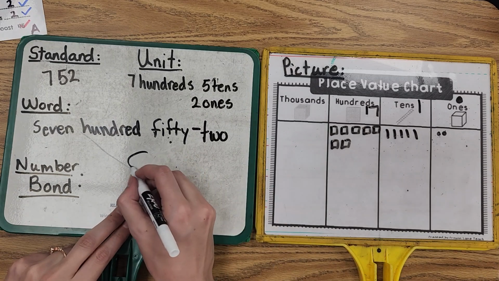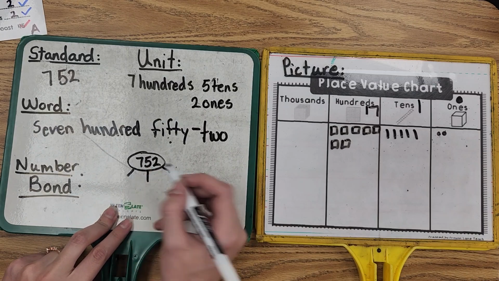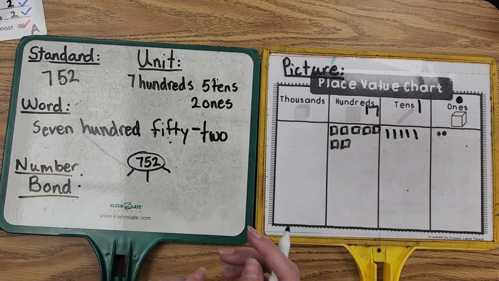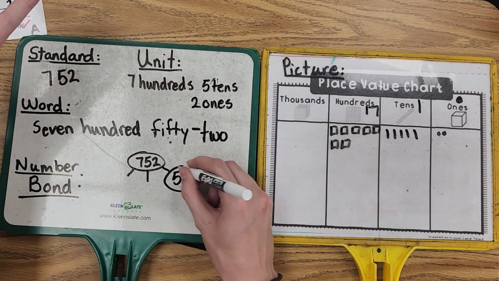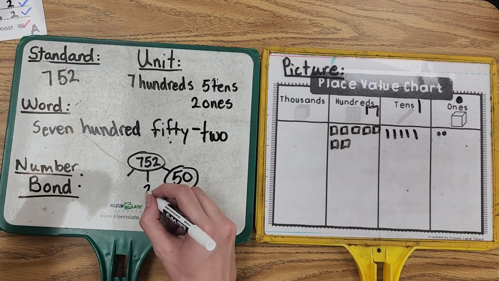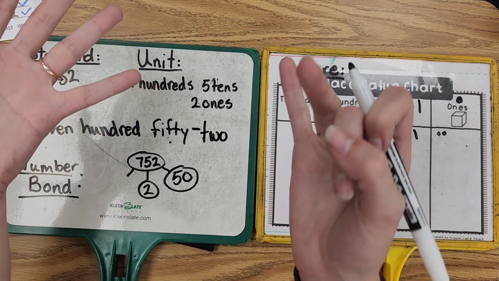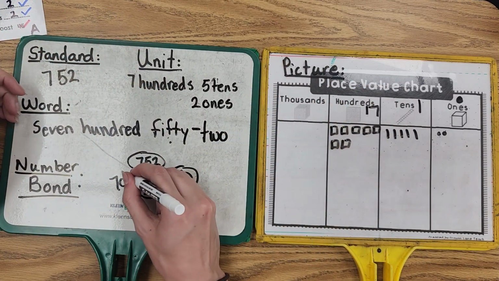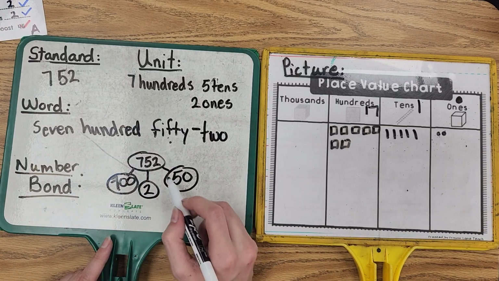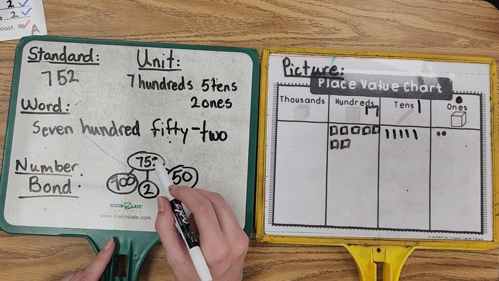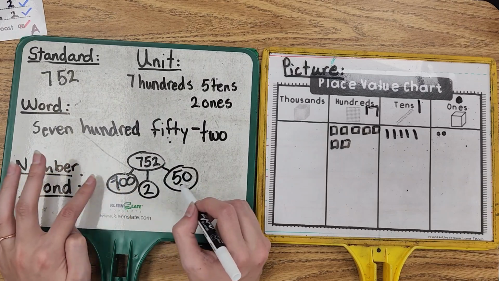Just like last time, we have our whole, which is 752, and I pull out my parts. I know that the 5 is counting by tens, 10, 20, 30, 40, 50, because I have 5 tens. I have 2 ones, 1, 2, and I have 7 hundreds, 100, 200, 300, 400, 500, 600, 700. And all of these are parts that make the whole, so it doesn't matter where they go in the number bond as long as the whole is here. If I have the whole down here, I'm saying that these go together to make this number. So these have to make that number.